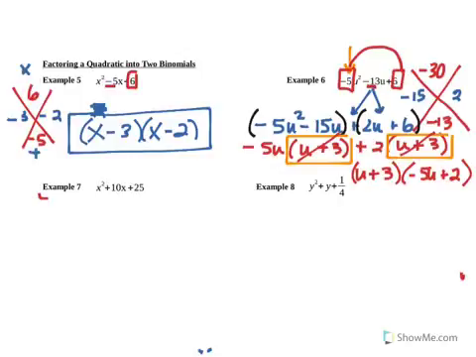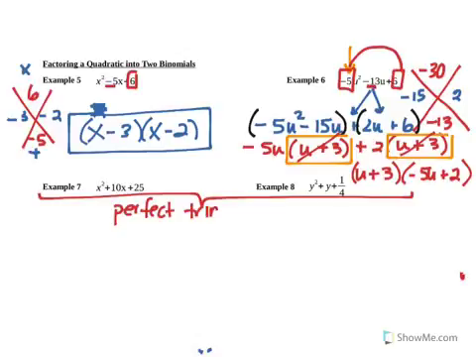Now example 7 and example 8 are what are known as perfect trinomial squares.